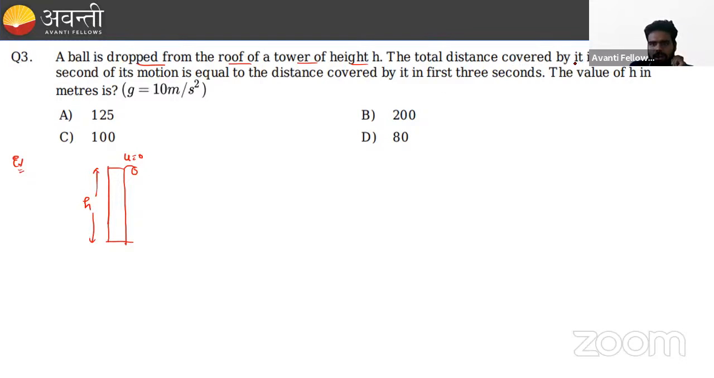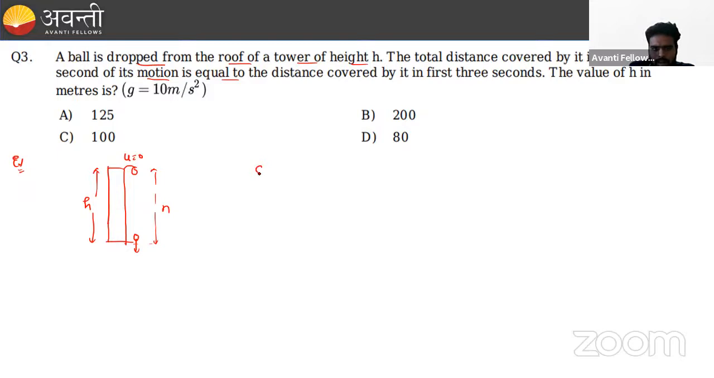Total distance covered by the ball in the last second of its motion. So what is the meaning of the total distance covered in the last second? That is the concept of nth second. We can say that the ball is just going to collide with the surface, and the total time taken by the ball, if we say that is n.